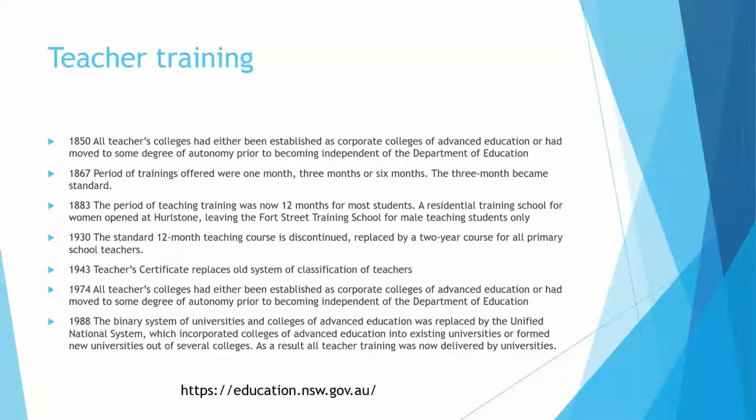It started off that they began as pupil teachers, of course. In that time, they were given either 1 month, 3 month or 6 month training. 3 months eventually evolved to become the standard through the late 1800s. And from 1883, the period of training was moved to 12 months for most students. From 1930, it was discontinued, replaced by a 2-year course. The 1943 certificate was awarded, so in a sense, you became classified in your first school. And all teachers' colleges had been established by 1974 as colleges of advanced education, and by 1988, the university system was replaced by a unified system.